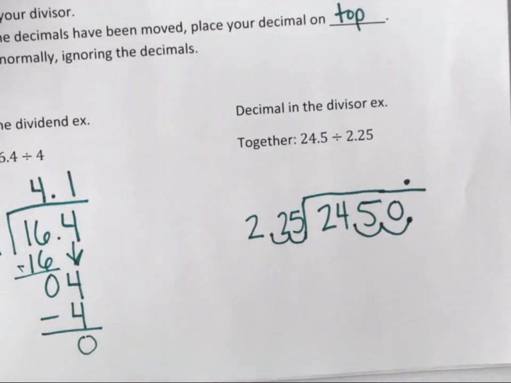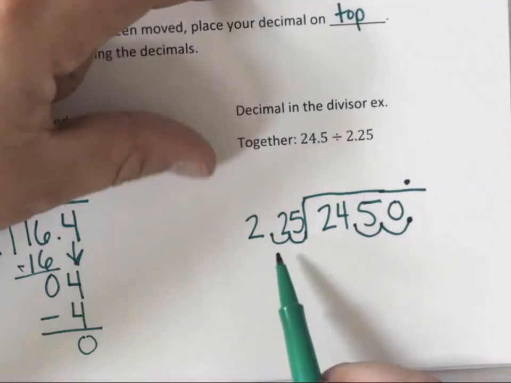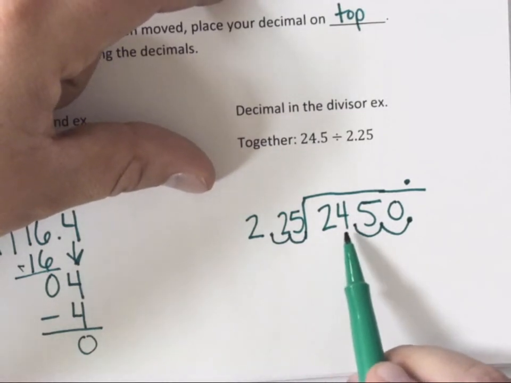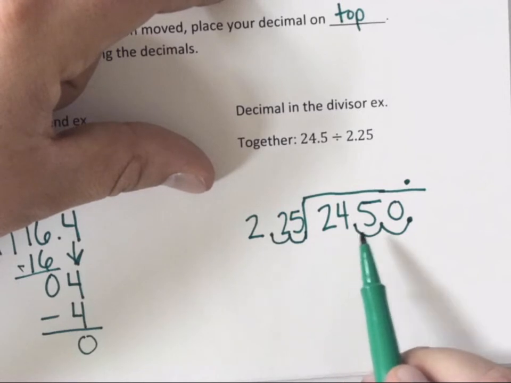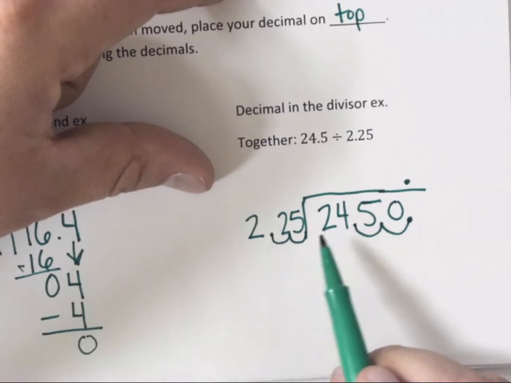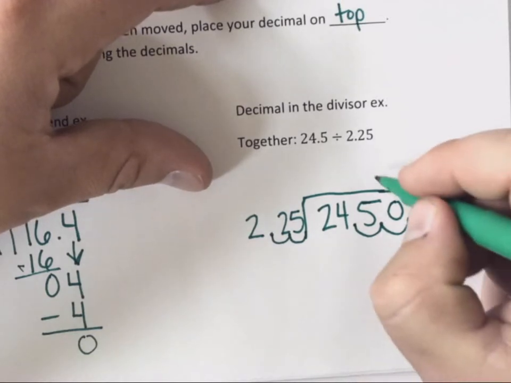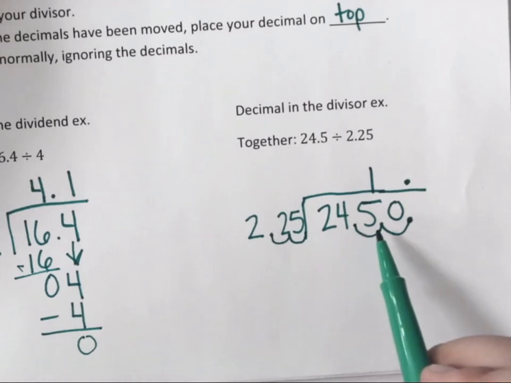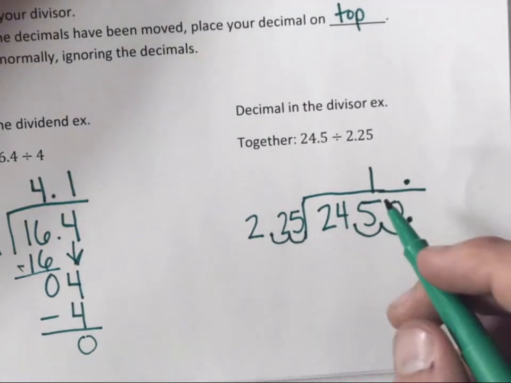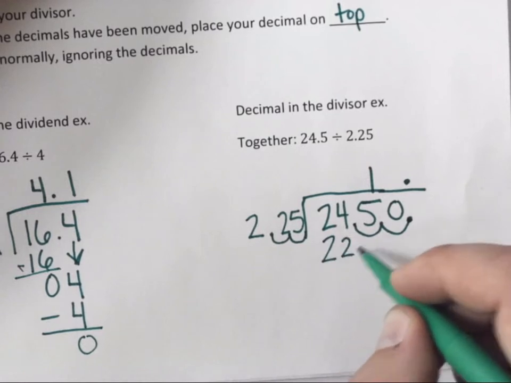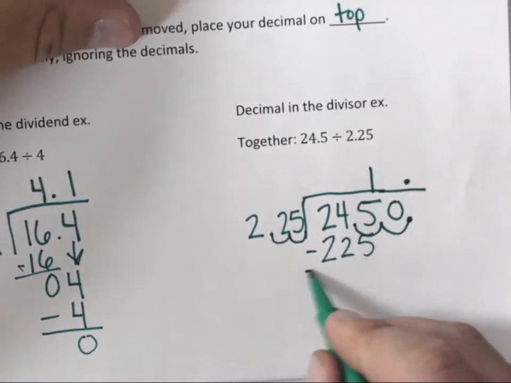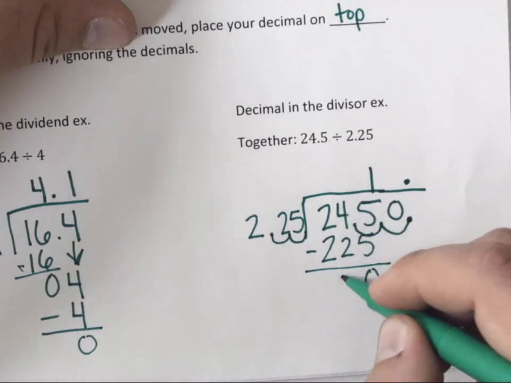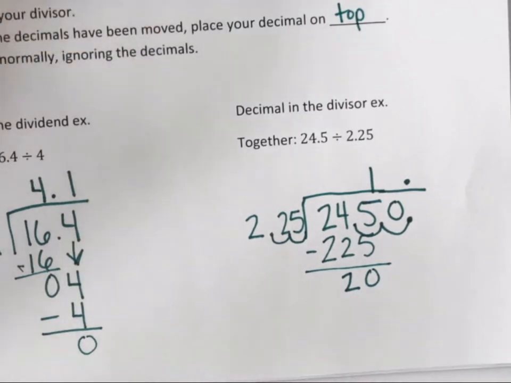So now that we've taken care of our decimal, now we can just divide. Well, we know that 225 does not go into 2, it does not go into 24, so it must go into 245. We know that 225 goes into 245 one time, so the 1 goes above the 5 because we went into 245. 1 times 225 is 225. So now we must subtract. 5 minus 5 is 0. 4 minus 2 is 2. And 2 minus 2 is 0.